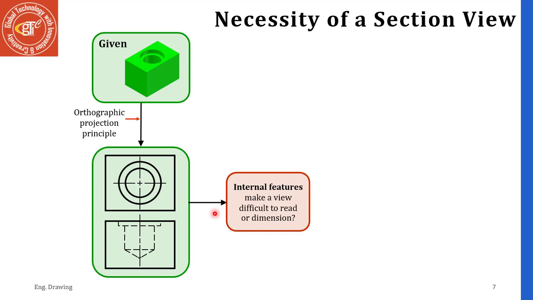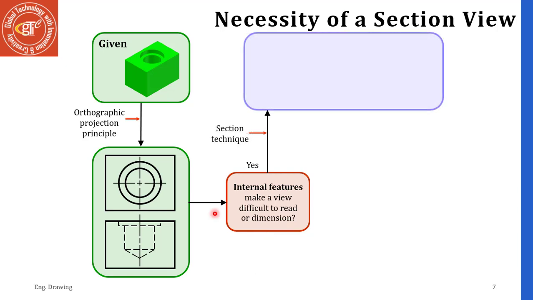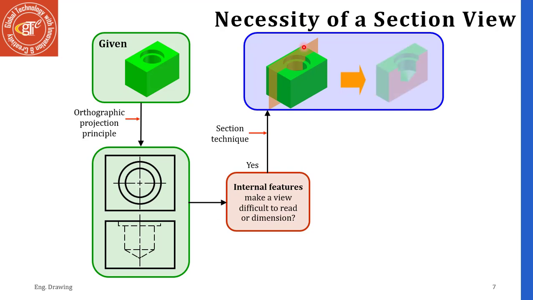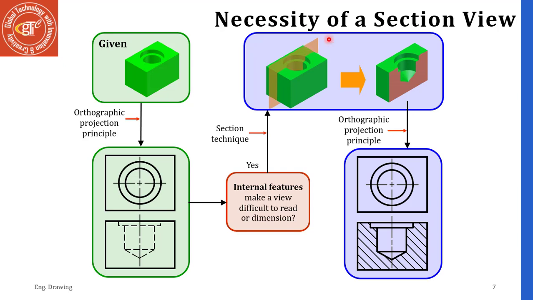If no, then finish. If it is yes, then use the section techniques like this, and then draw its multi-view drawing again by using the orthographic projection principles. And here you can see the hidden line is replaced by the continuous line. Here you can see the hidden line, or you can say dotted line.